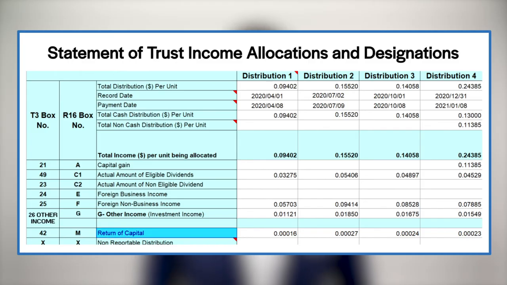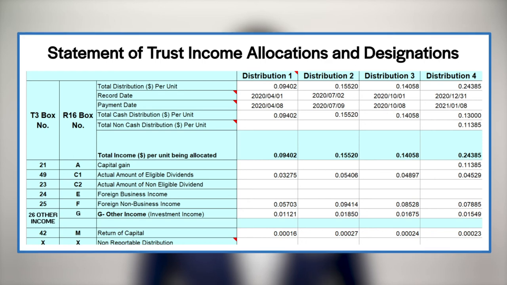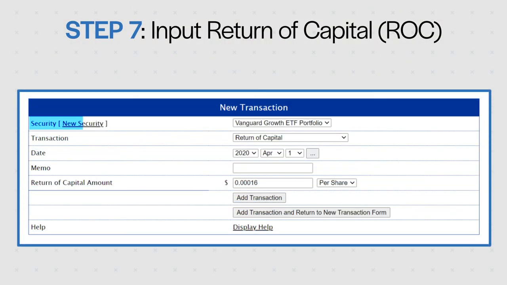Continuing with our example, let's adjust the cost base by accounting for the return of capital for each distribution. Again, this information can be found on the Statement of Trust Income Allocations and Designations in the row labeled Return of Capital. In our VGRO example, there were 4 quarterly return of capital distributions in 2020, and each of these should be entered as a separate transaction. To include them, add a new transaction for VGRO, this time selecting Return of Capital.